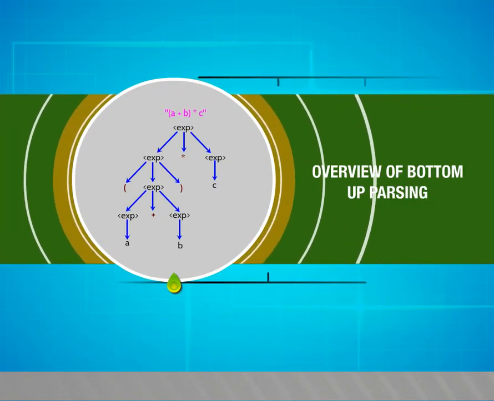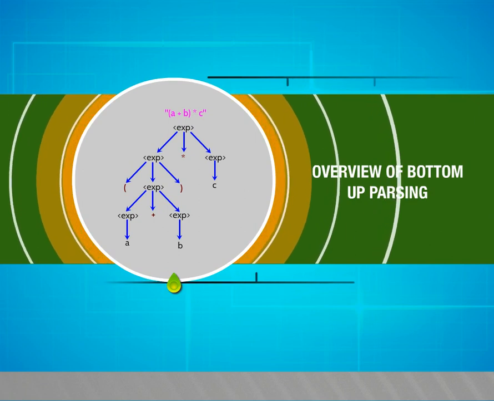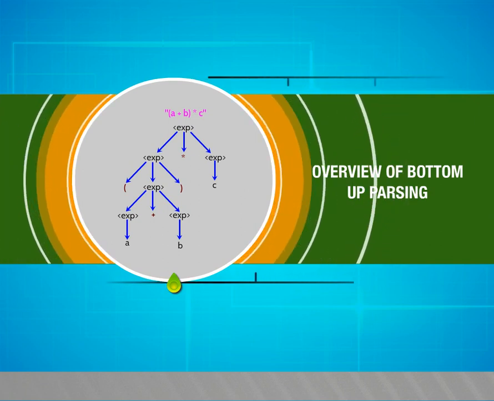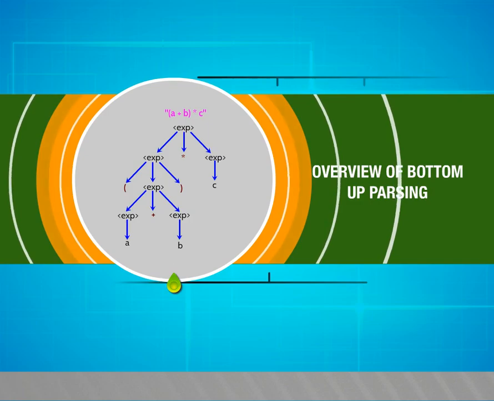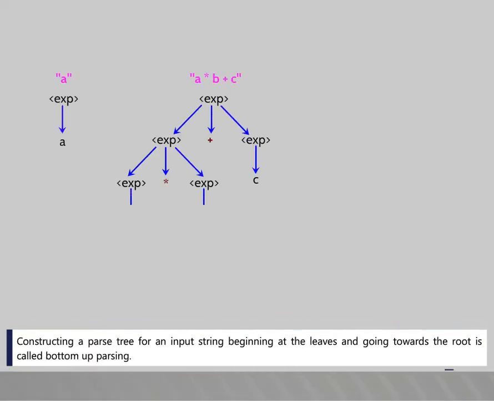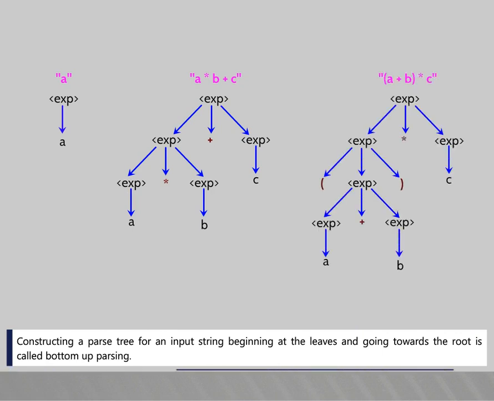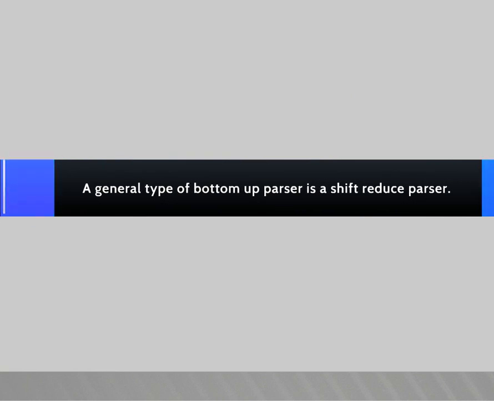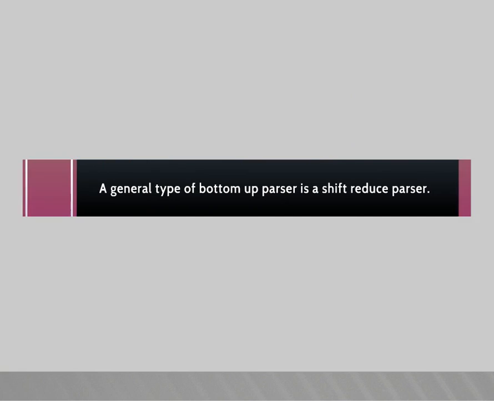Overview of bottom-up parsing. In this video, we are going to see an overview of bottom-up parsing. Constructing a parse tree for an input string beginning at the leaves and going towards the root is called bottom-up parsing. A general type of bottom-up parser is a shift-reduce parser.